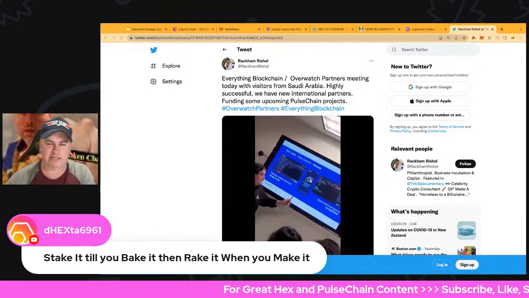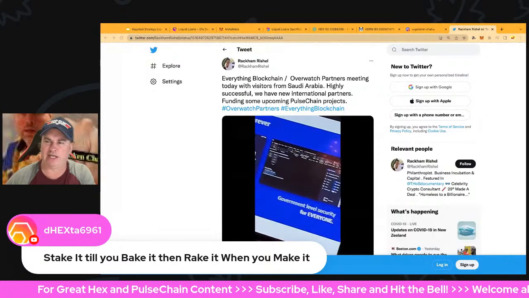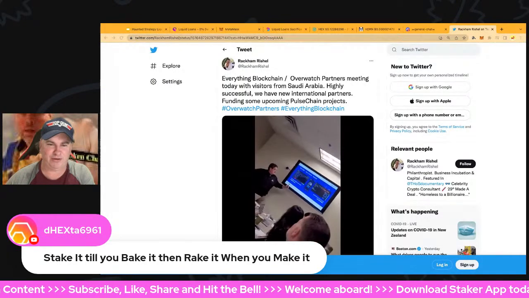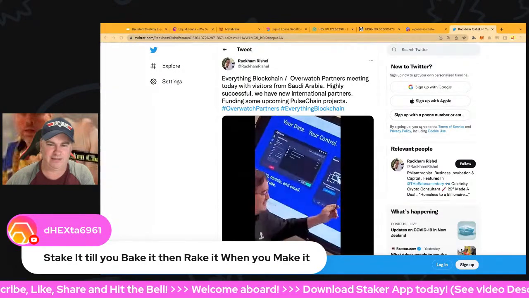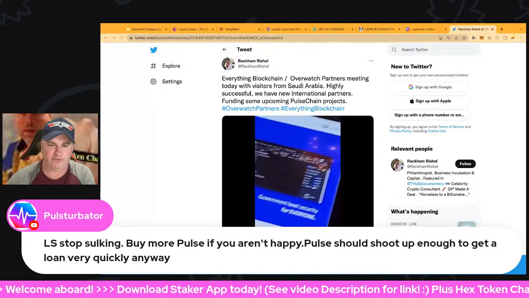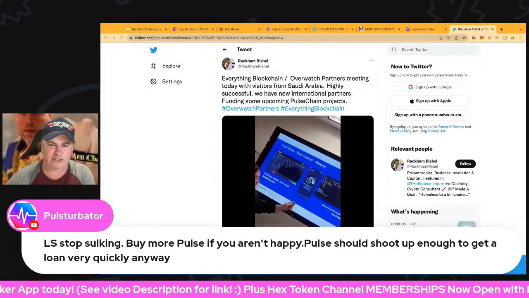Stake it till you bake it, then rake it when you make it. Yeah. I guess you can always do the strategy smaller, right? You can borrow a smaller amount to make it work. I guess 20,000. Alice says, stop sucking, buy more Pulse. If you aren't happy, Pulse should shoot up enough to get a loan very quickly anyway, says Pulse Bay. That's true.